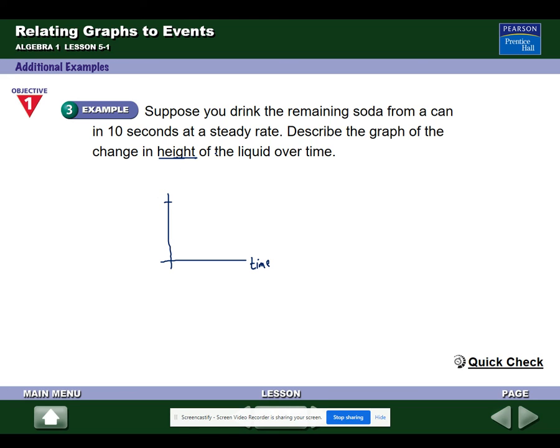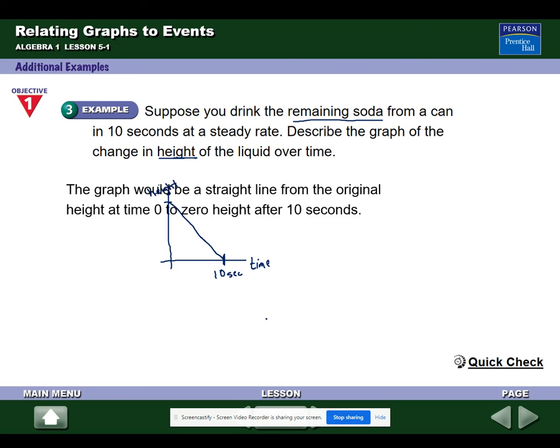So I would say no. And it also says the remaining soda. So it's kind of like there's already some missing, like you've already taken a few drinks. So I don't know what this is. I wouldn't put a scale to this. We do know that it's height. I just wouldn't say how high it is. And it's definitely not ounces. But if this is where we start, and it's at a steady rate, we would know that this is 10 seconds. Okay. Now let's look at their description. I just went for the graph itself, but their description says the graph would be a straight line from the original height at time 0 to 0 height after 10 seconds. That's exactly what we showed on our graph there. All right, that's it.